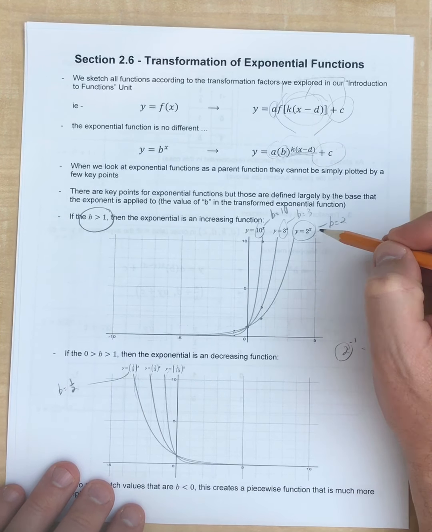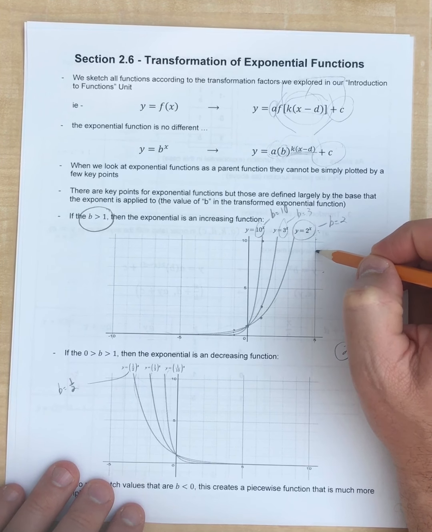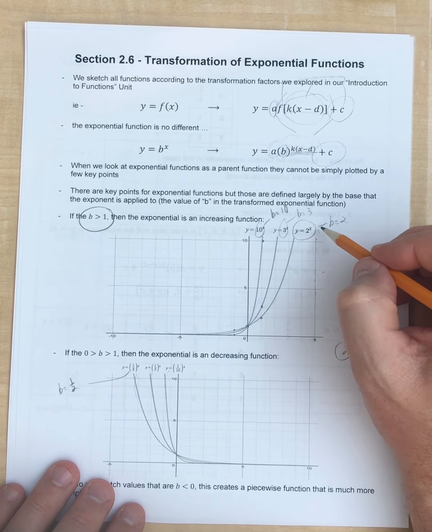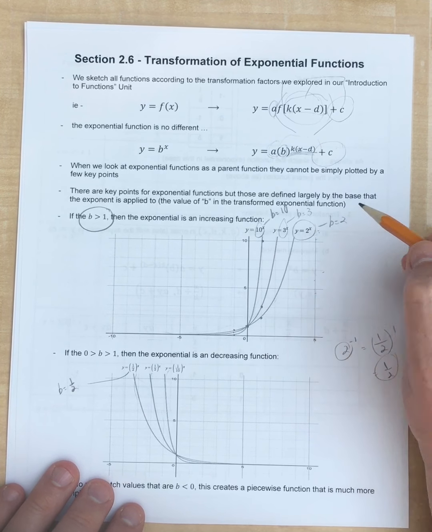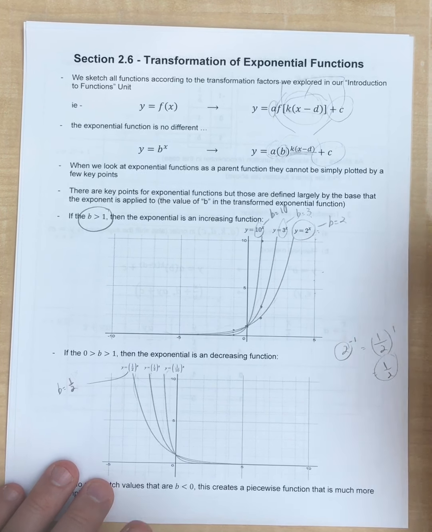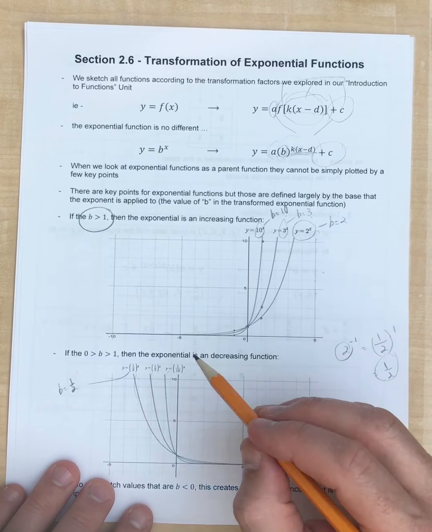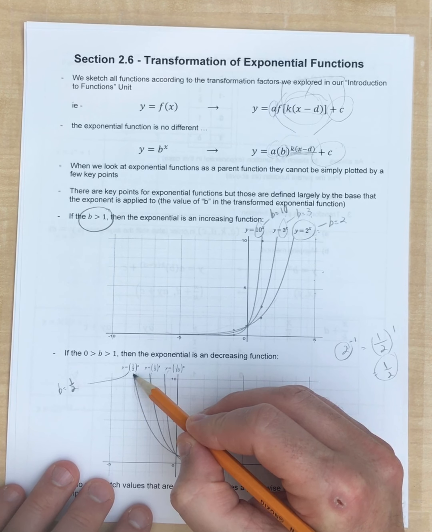The bigger the number, the bigger the decrease. Because remember, what happens in each x value as we go from 1 to 2 to 3 to 4 is I multiply by b. If I multiply by 2, it gets bigger. If I multiply by 3, it gets bigger. It gets more bigger. If I multiply by 10, it gets more bigger. Okay? If I multiply by a half, it gets smaller.